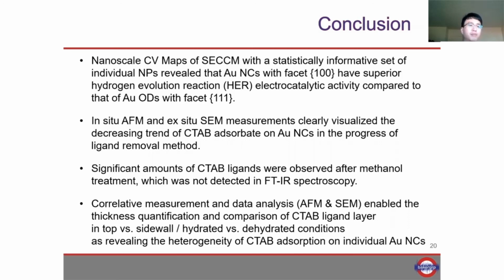And a significant amount of CTAB ligands were adsorbed after methanol treatment, which was not detected in FTIR spectroscopy. And lastly, correlative measurement and data analysis enabled the thickness quantification and comparison of a CTAB ligand layer in top versus sidewall, hydrated versus dehydrated conditions, revealing the heterogeneity of CTAB adsorption on individual gold nanocubes.